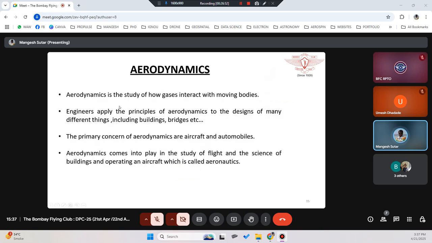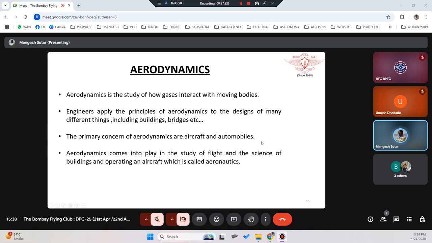So aerodynamics is the study of how gases interact with moving bodies. Engineers apply the principles of aerodynamics to the design of many different things, even buildings and bridges. Whenever you design bridges or big buildings like Burj Khalifa or big towers, they are all designed considering aerodynamics, because there will be a huge amount of air flowing around the buildings. The primary concern of aerodynamics is aircraft and automobiles.